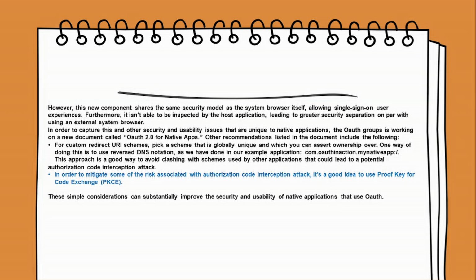Other recommendations listed in the document include the following: for a custom redirect URI scheme, pick a scheme that is globally unique and which you can assert ownership over. One way of doing this is to use reverse DNS notation, as we have done in our example. In our example application, that is com.auth.mynativeapp. This approach is a good way to avoid clashing with the schemes used by other applications, which could lead to a potential authorization code interception attack.